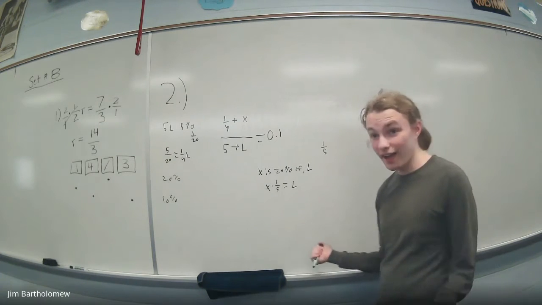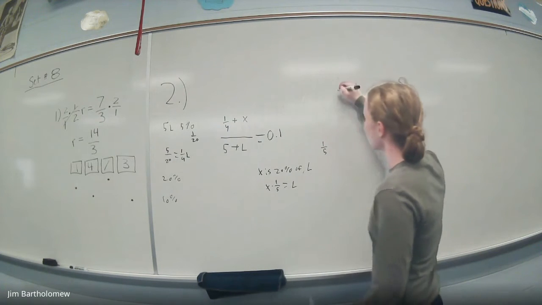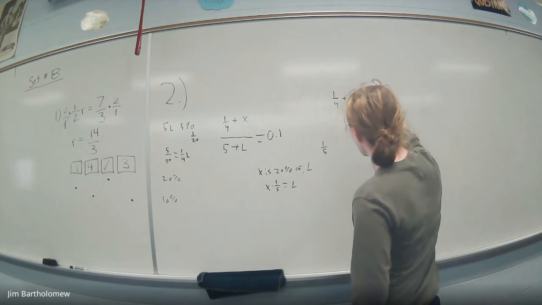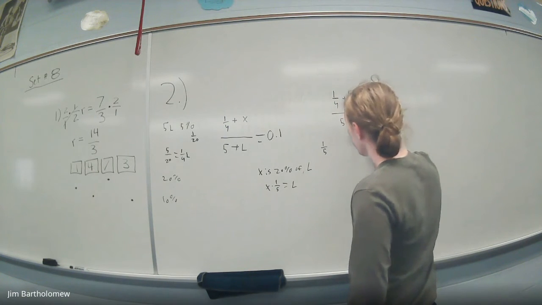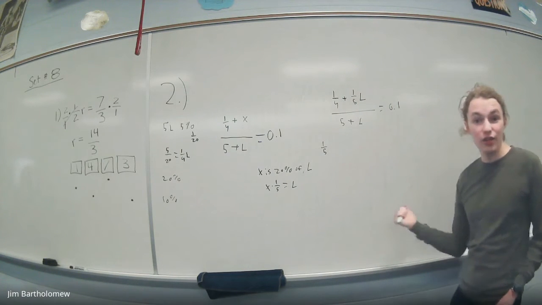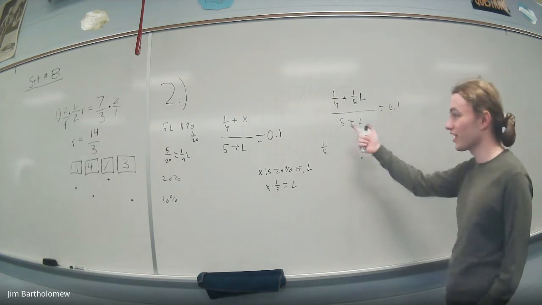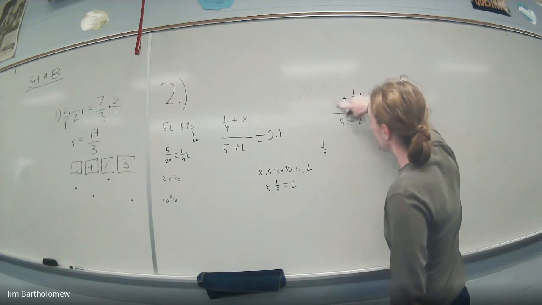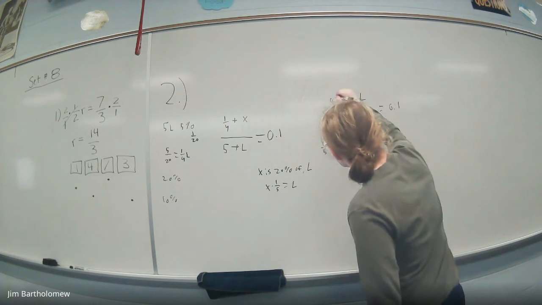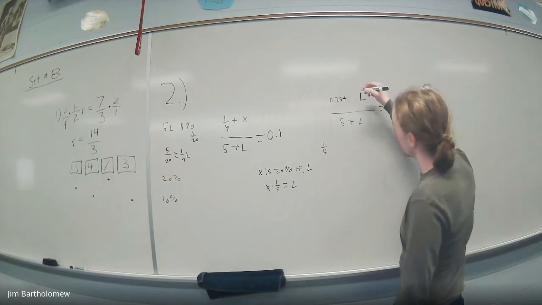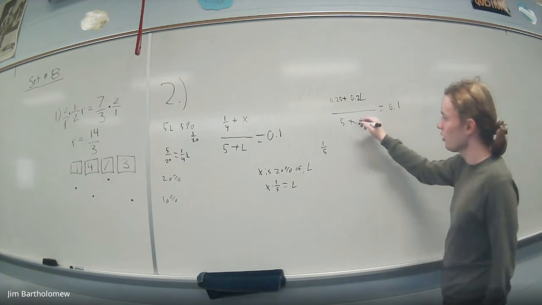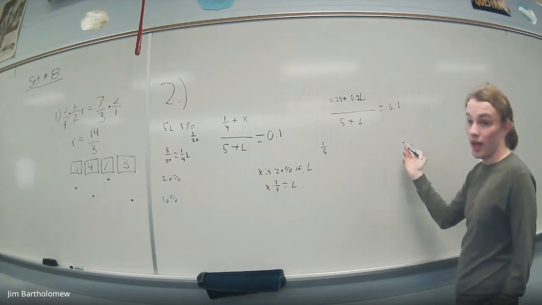So now that we have our L, we can rewrite our equation as 1/4 plus 1/5 times L, all over 5 plus L, equals 0.1. Now I think the easiest thing to do here is to convert your fractions on top to decimals, because we're going to be working in decimals. So 1/4 is equal to 0.25, and 1/5 is equal to 0.2.